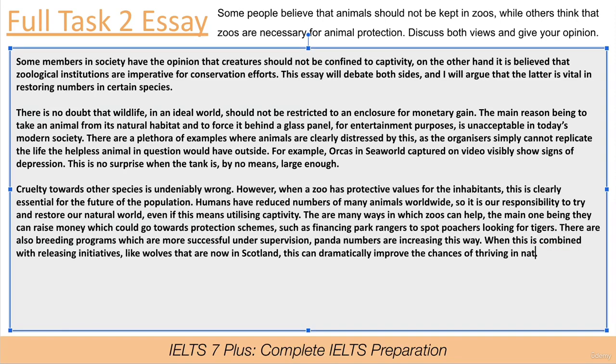in nature. This can dramatically improve the chances of growing numbers. Okay, so I think all of these examples show the ways in which animals are protected and helped back into the wild.